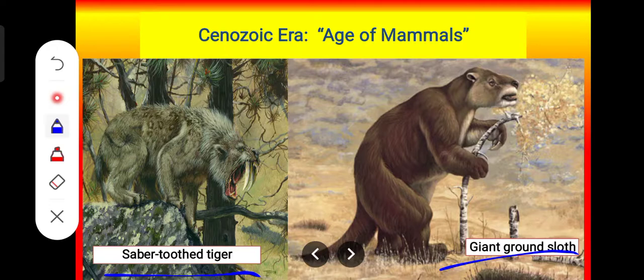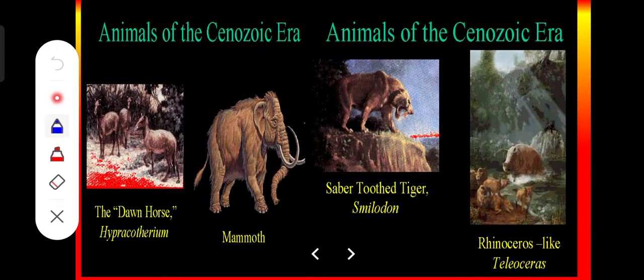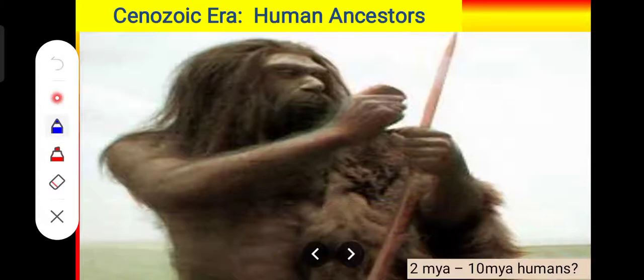So, animals of the Cenozoic era. So, here they are. We have the dawn horse or the Hyracotherium, mammoth, saber-toothed tiger or Smilodon, and rhinoceros-like Teleoceras or rhinoceros. Okay? Aside from that, we also have here our human ancestors.